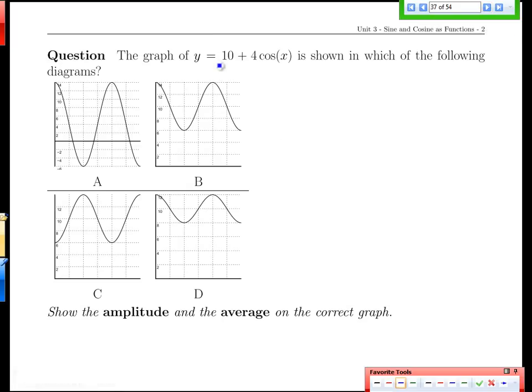In particular, let's talk about shifting and scaling of a trigonometric function. Take a look at the function here, y equals 10 plus 4 cos of x, and ask yourself which of these graphs here represents the graph of this function here.